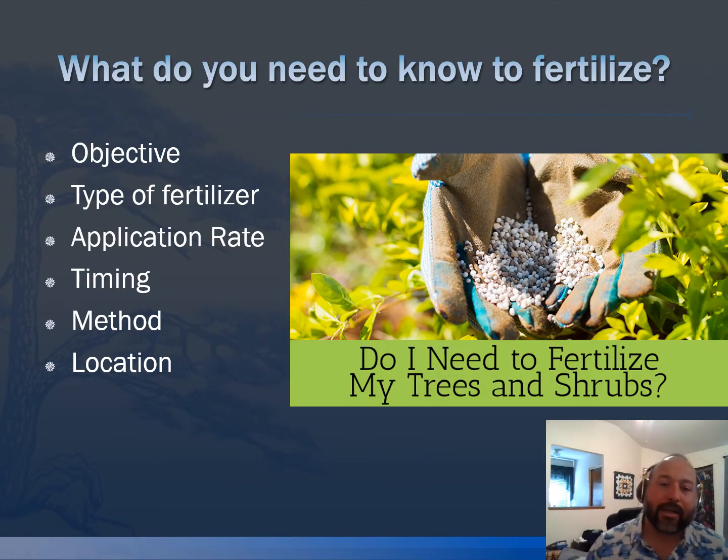So what do you need to know to fertilize? Like, if we're going to do this, how do we do it? So you need to come up with an objective, a reason why you're doing it. You need to figure out what type of fertilizer you're going to use. You need to figure out the application rate. So when you're going to do it, how much are you going to do it, the timing of when you're going to do it, the method of how you're going to do it, and then your location, where exactly, because not all fertilization or not all fertilizers are the same.